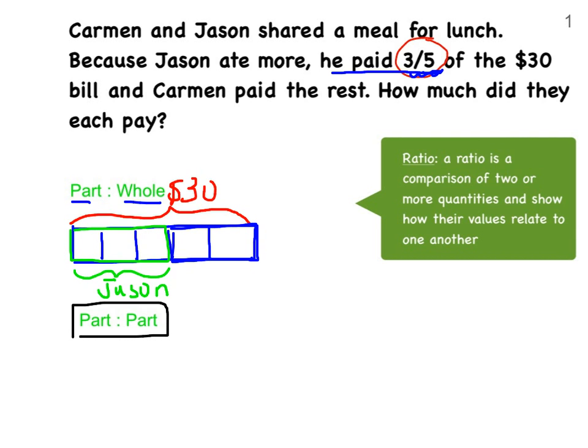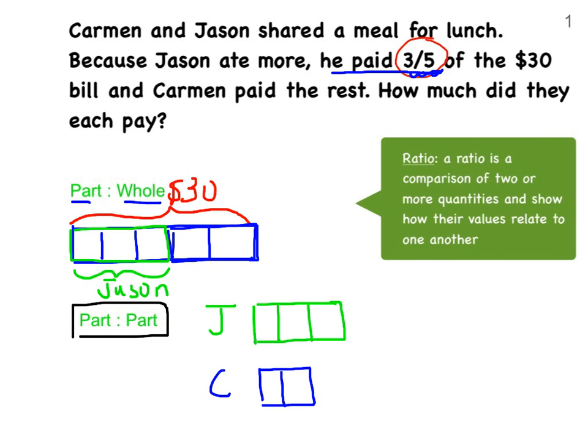Let's make Jason, we're going to draw a unit bar for him, but we're going to only make it for his portion, so I'm going to make it 3 units long. And then we're going to have Carmen, and because she paid the other 2 parts out of the total, we're going to make hers 2 parts long. Okay, so that's the second part in our problem-solving step, is to draw the unit bars to model the relationship between 2 or more quantities.